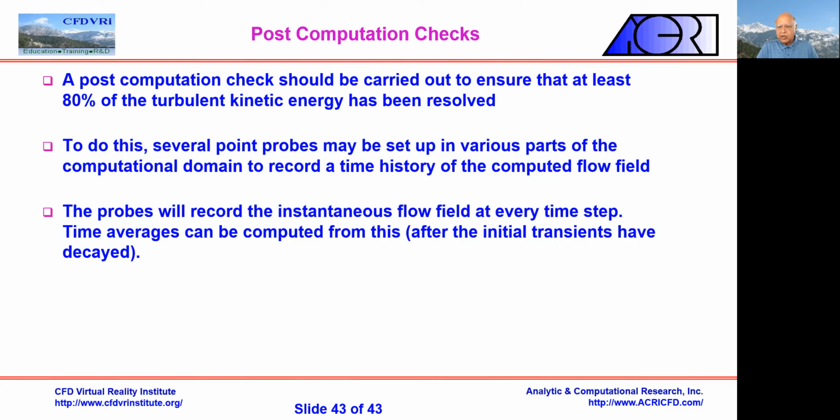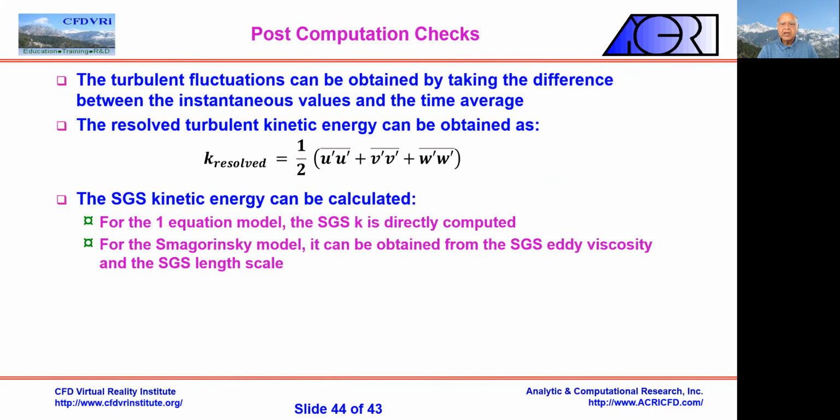You do several point probes, you do flow fields, and all things of that nature. Okay. Now let's look at the post computation checks that we do. The turbulence fluctuations can be obtained by taking the difference between the instantaneous values and the time averages.